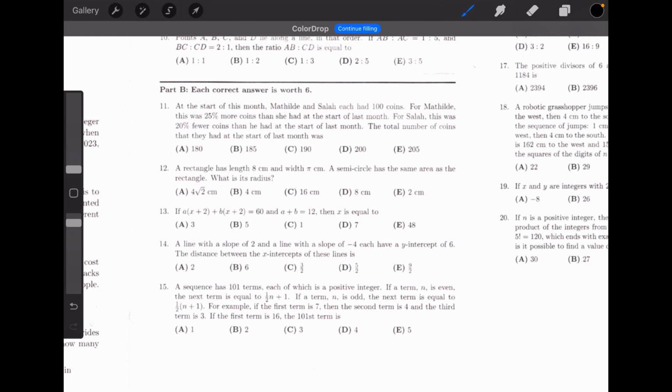Going to go over part B of the 2023 Fermat contest. Also, the solutions in the video are not official, so please correct us if you see any errors.